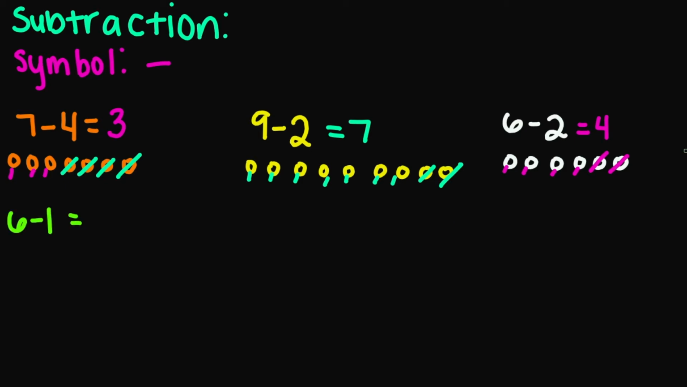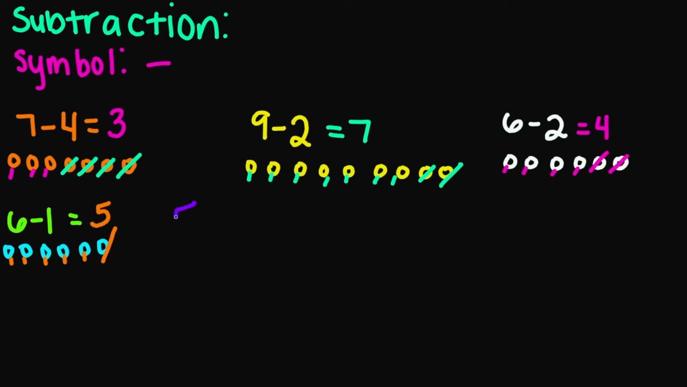All right, let's look at another example. Let's say I have 6 minus 1. All right, that means I have 6 marbles. 1, 2, 3, 4, 5, 6. And I am removing 1. So I'm going to remove this marble. How many do I have left? 1, 2, 3, 4, 5. 6 minus 1 equals 5.